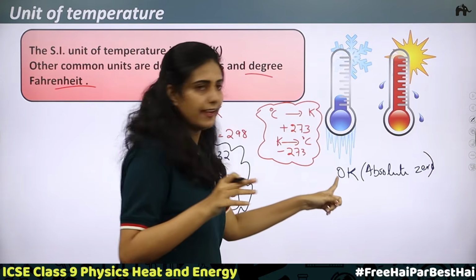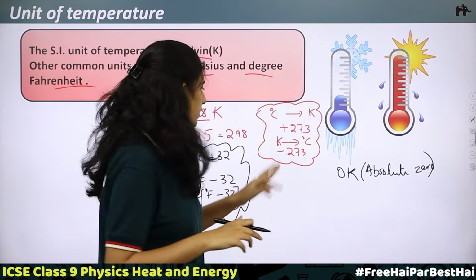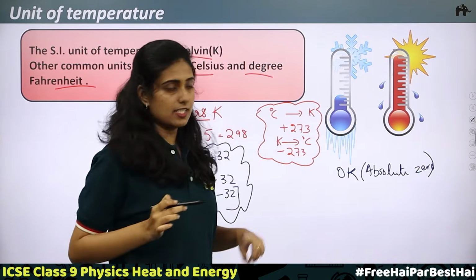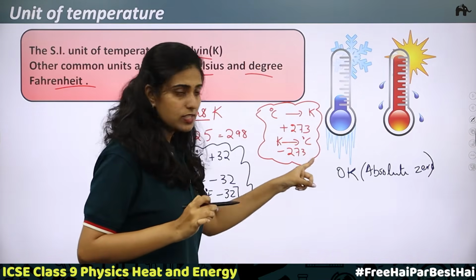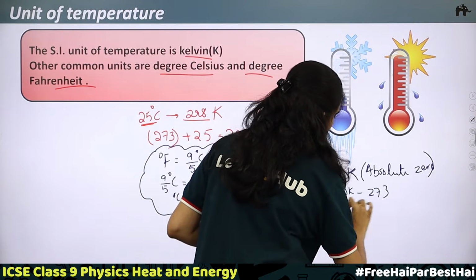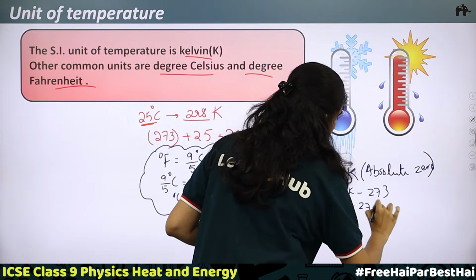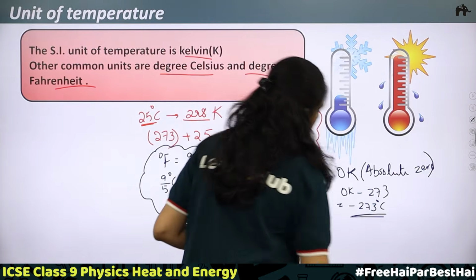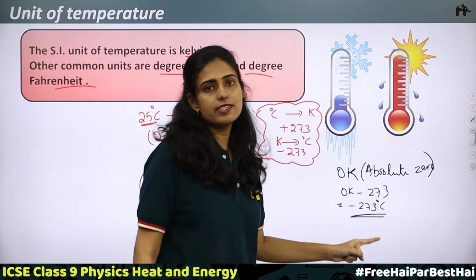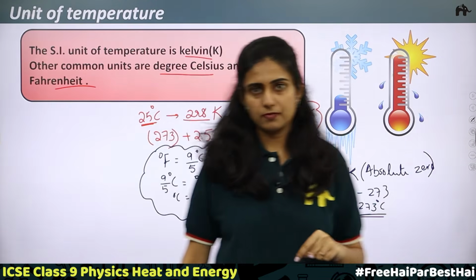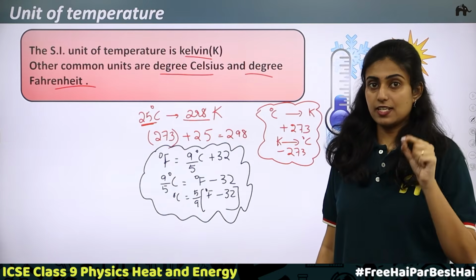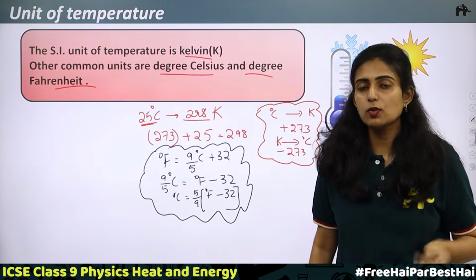So what is 0 Kelvin in degrees Celsius? To convert Kelvin into degrees Celsius, you have to subtract 273. So 0 Kelvin minus 273 gives you minus 273 degrees Celsius. So absolute zero is 0 Kelvin or minus 273 degrees Celsius. In the Kelvin scale, you won't have negative temperatures. The minimum value is 0 Kelvin.